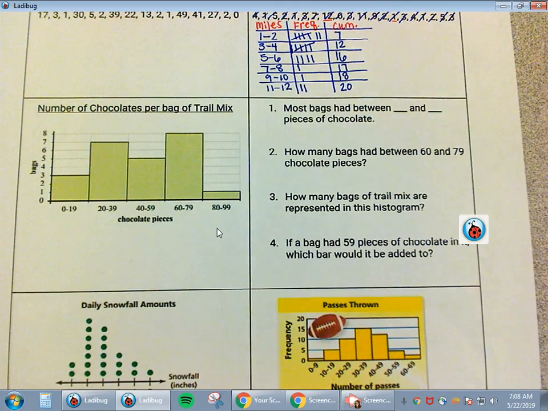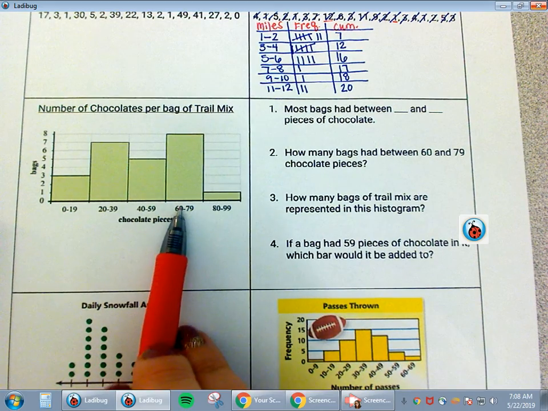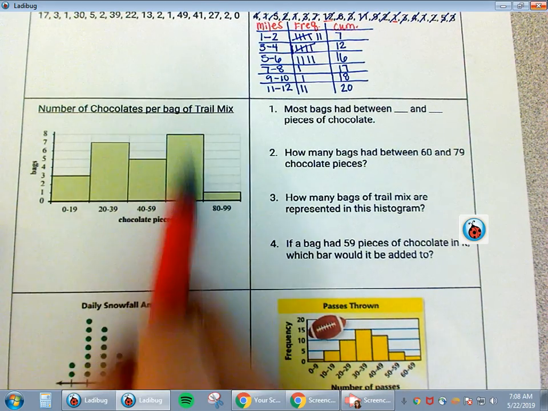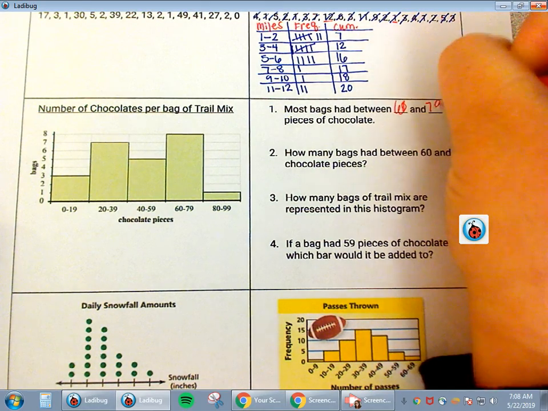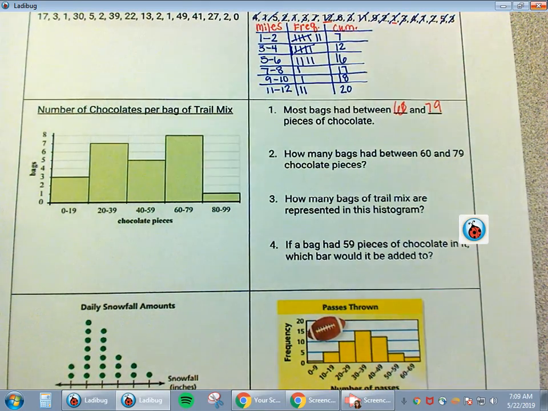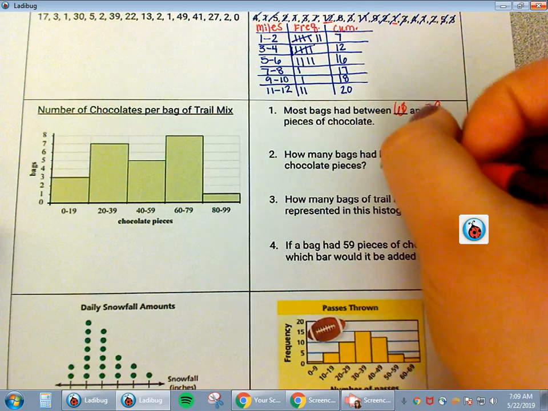Let's wrap up by looking at this last problem. Number of chocolates per bag of trail mix. We've got a histogram here given to us. And they're asking us some questions about it on the right. So it says, most bags had between blank and blank pieces of chocolate. So looking at chocolate pieces on the bottom and bags on the top, the most bags had 60 to 79 pieces of chocolate. How many bags had between 60 and 79 chocolate pieces? So 60 and 79, again, that would be 8 if we trace it over.